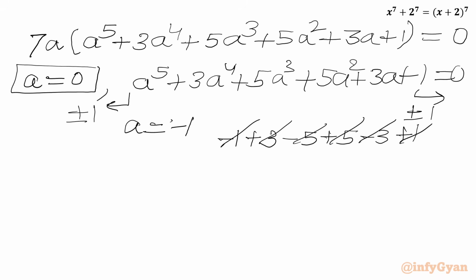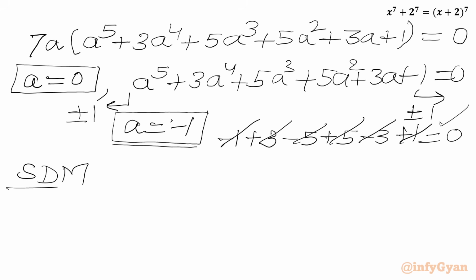It is satisfying our equation. We will say a equal to negative 1 is our base solution to this quintic or degree 5 equation. Now I can use synthetic division method. So I will write here all the coefficients of the quintic equation: 1, 3 (coefficient of a power 4), 5 (coefficient of a cube), 5 (coefficient of a square), 3 (coefficient of a), and constant 1.